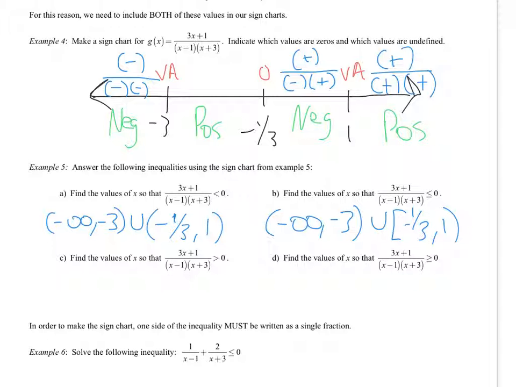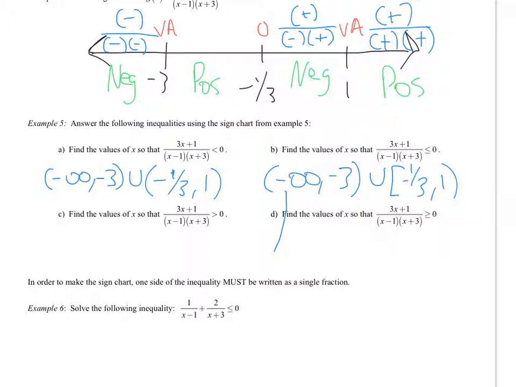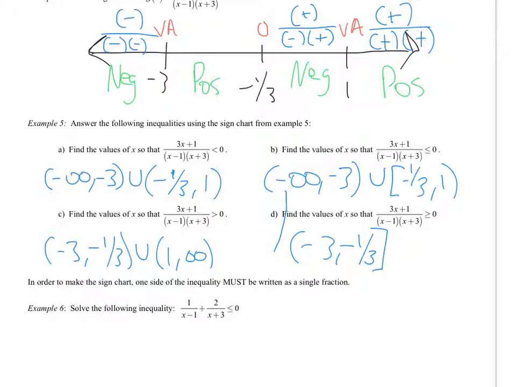Okay, and then C and D are basically the same thing, except now we're looking for where it's greater than 0. So I'm going to be looking at the other chunk. For part C, just greater than 0, I'm going from negative 3 all the way to negative 1/3, not including any of those endpoints or end values. Then I'm going to pick up from 1 going all the way to infinity. Okay, and then for part D, the only thing that we would change is that we're going to include the negative 1/3 now, so a square bracket going all the way there, and then we go from 1 to infinity, not including 1. Okay, so that's going to be mainly what we do.